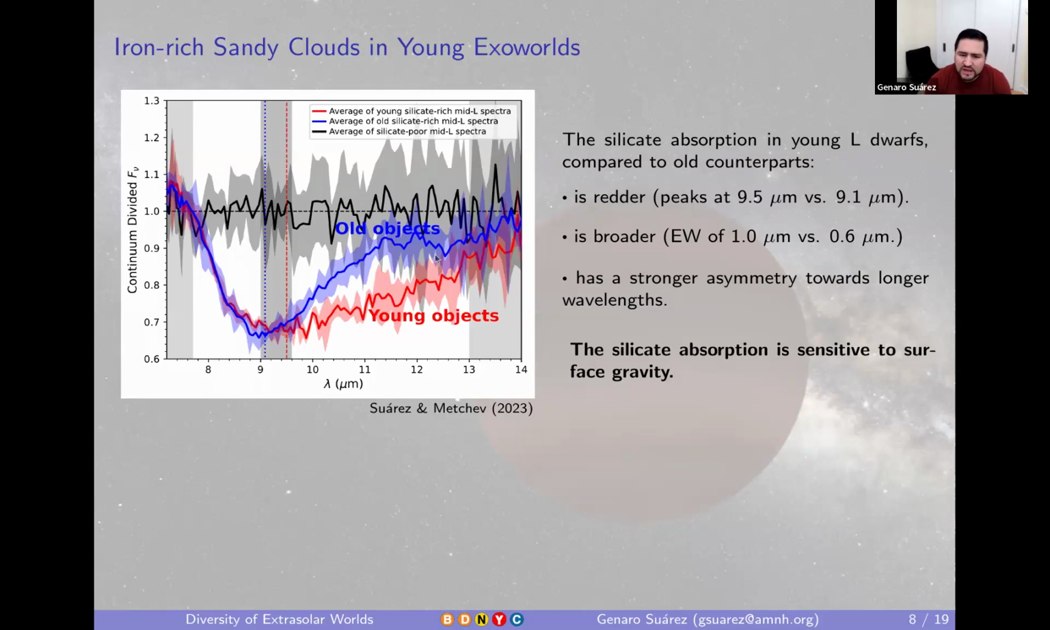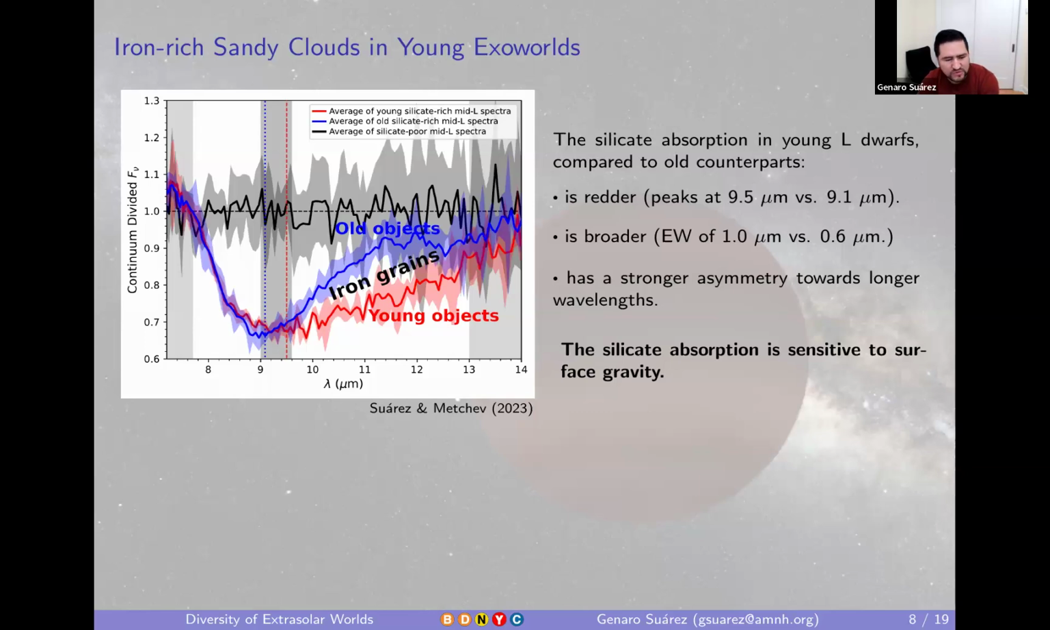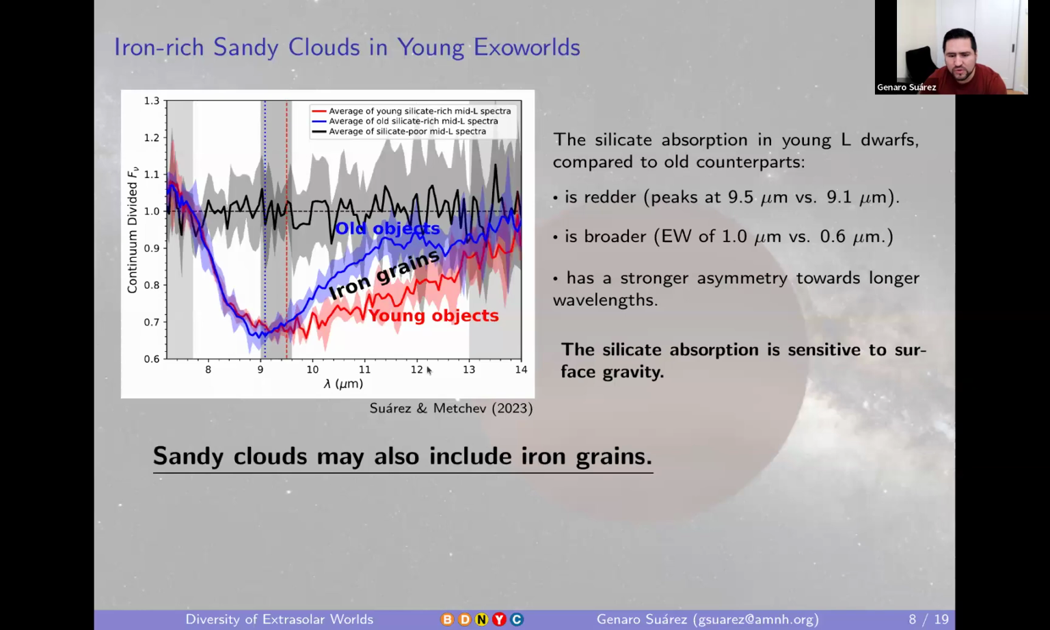And to understand what could be causing these differences, we compared these observed silicate profiles to theoretical predictions for grains with different composition, different grain size, and also different crystallinity. And we found that the only way to explain this asymmetry here is by including iron grains into silicate clouds. So we have a suggestion of iron-rich silicate clouds in the atmospheres of young extrasolar worlds. But as we can see here, these profiles have significant noise because of the low signal from Spitzer spectra.